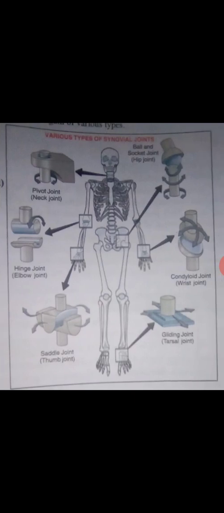Number one, the ball and socket joint, found at the shoulder or hip joint. Next one, hinge joints, found in the elbow joints. Pivot joint, found in the neck joint, and gliding joint, found in the carpal joints. The last one is the saddle joint, found in the thumb joint. So this is the brief description of the skeletal system of our body.